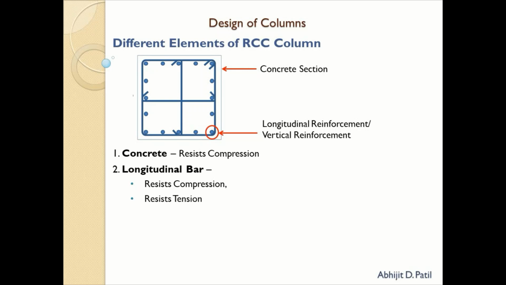It also resists tension. Tension कहाँ से आएगा? Whenever it is subjected to bending moments, that will cause tension on some part of the columns. So this will be resisted by this longitudinal or vertical bar, because we know concrete is weak in tension.